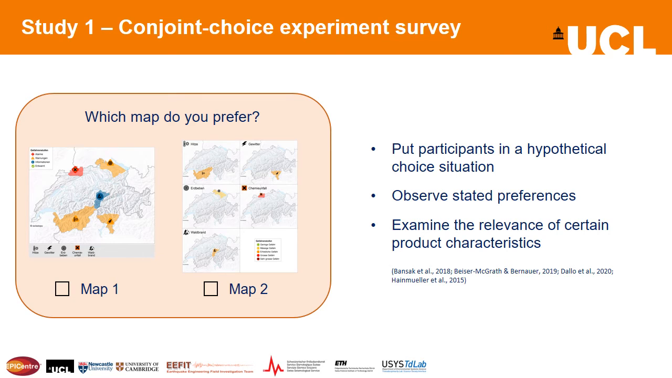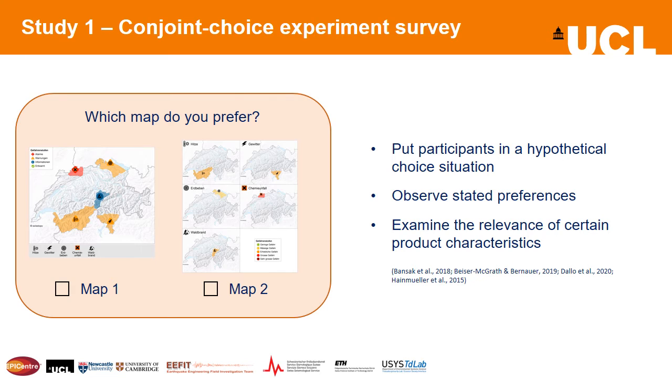This method allows us to put participants in a hypothetical choice situation. So as you can see on the left side, the participants always saw two maps side by side, and then they had to decide which one they prefer. So here I added 2 versions we tested. On the left side you can see that all hazards are displayed on one map, and on the second map the hazards are displayed on separate maps. And then we also varied the hazard categorizations, whether only with 4 levels or with 5 levels.